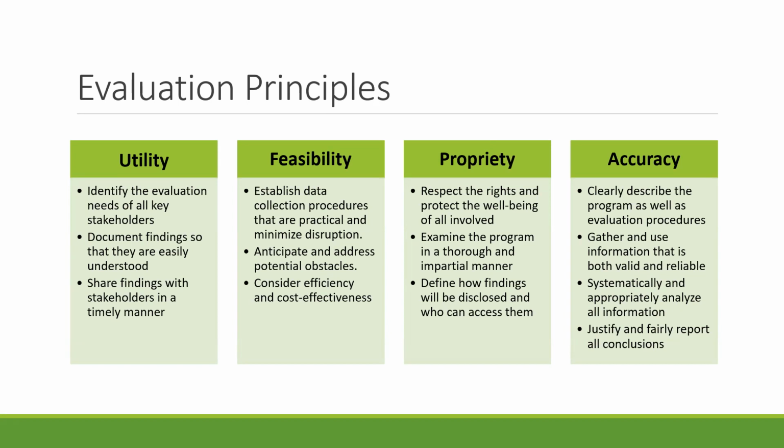Feasibility is about making sure your evaluation process is realistic and achievable. Propriety is about making sure the evaluation is conducted in accordance with legal and ethical guidelines and is consistent with each community's cultural context. And accuracy is about making sure the evaluation process is conducted in a precise and dependable manner. Think of these as principles or guidelines for your evaluation design that can help to ensure you achieve your intended objectives while conducting your evaluation.